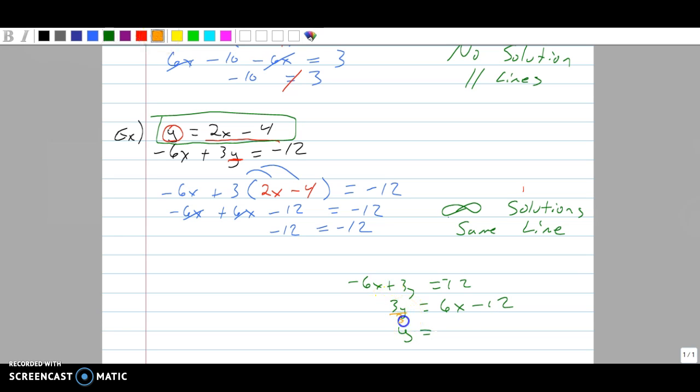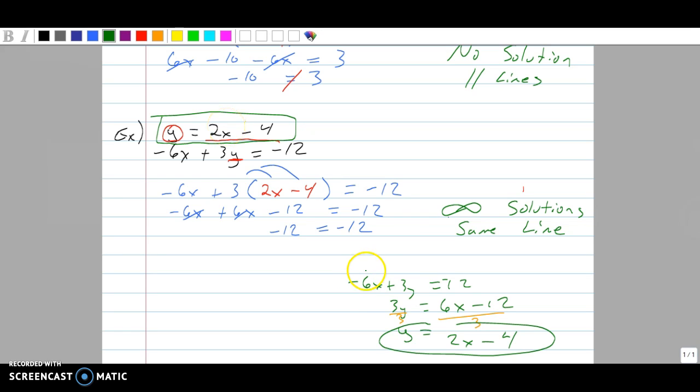I'm left with y is equal to 2x minus 6. Or, excuse me, 12 divided by 3 is not 6. 12 divided by 3 is 4. But look at this. This is the exact same line as the top equation there.